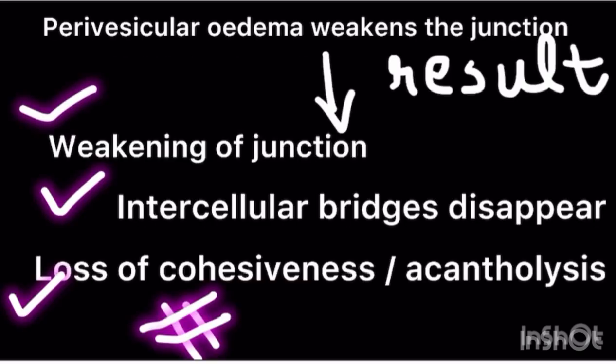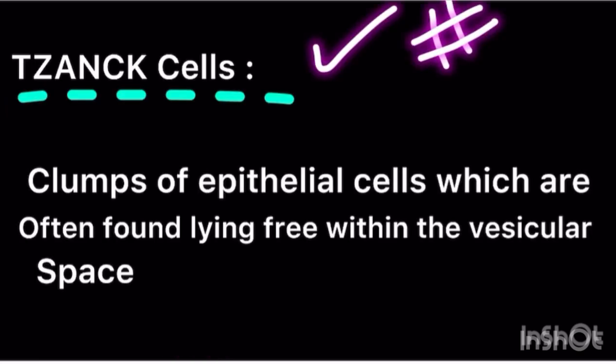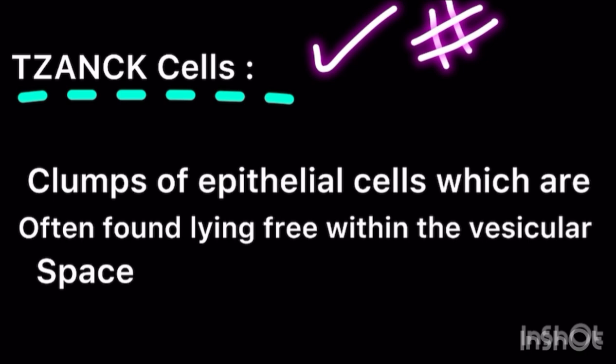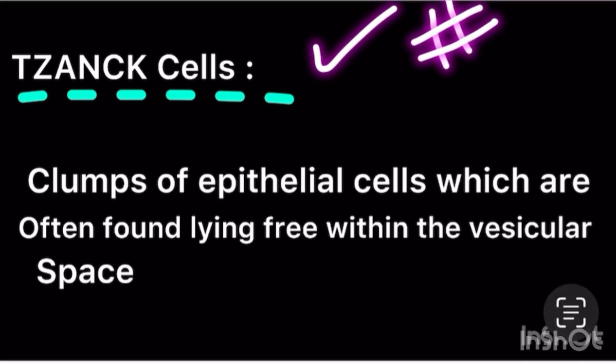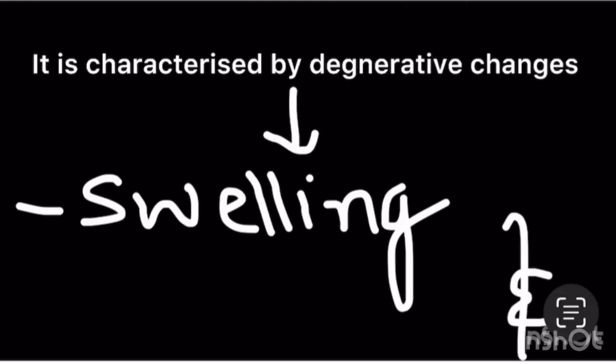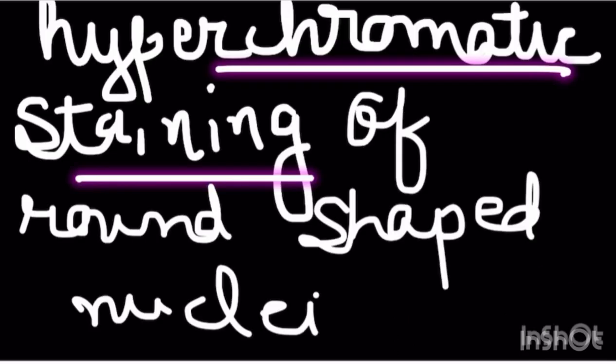And then we have characteristically perivascular edema, which weakens the junction. These are Tzanck cells. These are clumps of epithelial cells which are often found lying free within the vesicular spaces. Now these are epithelial cells which, when they lie together as clumps, are called Tzanck cells. They are round in shape, hyperchromatic and enlarged. It is characterized by degenerative changes, with swelling, and we will see hyperchromatism, hyperchromatic staining of the round nucleus.